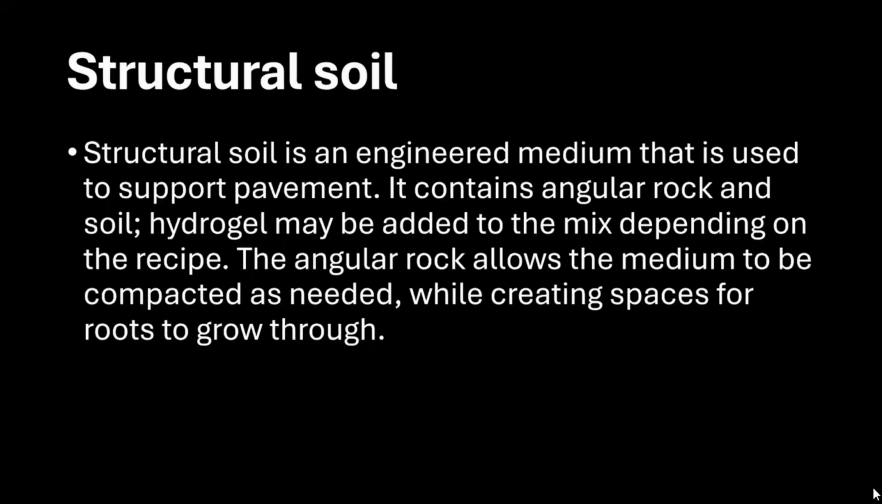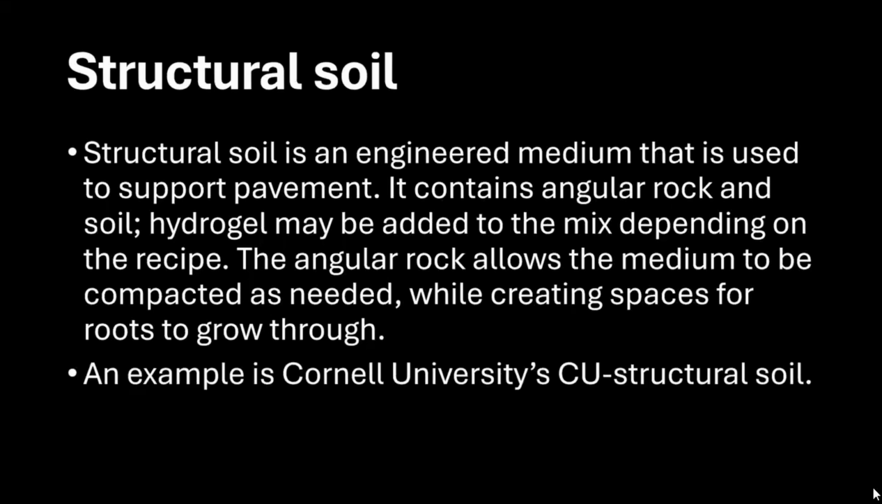Structural soil. Structural soil is an engineered medium that is used to support pavement. It contains angular rock and soil. Hydrogel might also be added to the mix depending on the recipe. The angular rock allows the medium to be compacted as much as needed, while still leaving space for roots to grow through. An example of this is Cornell University's CU structural soil.